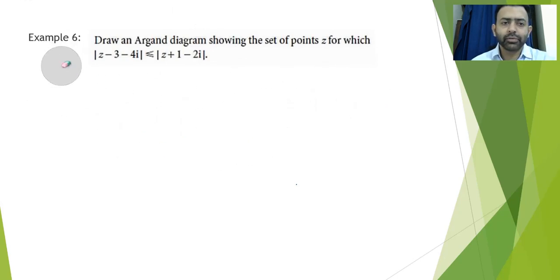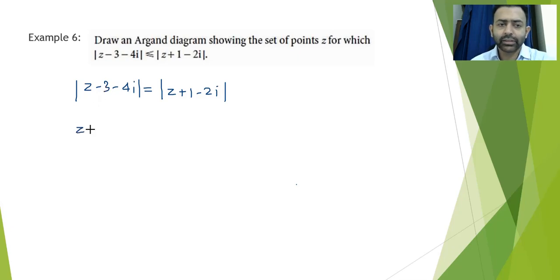So here I have z minus 3 minus 4i. My first step here will be to remove this inequality sign and replace it with an equal sign, just to understand what kind of geometry this is. So this is plus 2i, taking out the minus sign, so I will get modulus of z minus of 3 plus 4i is equal to mod of z minus of minus 1 plus 2i.